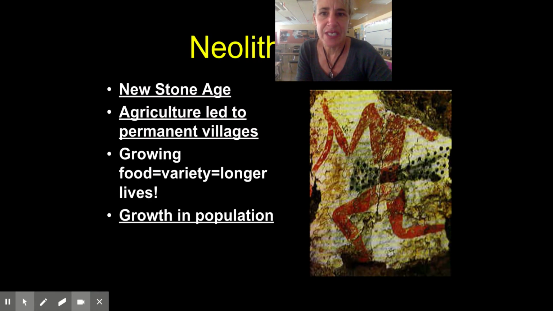So we have art, right? This is basically showing how agriculture changes people. Growth in populations. Populations get bigger the more food we have, more variety of food. People are able to stop farming.